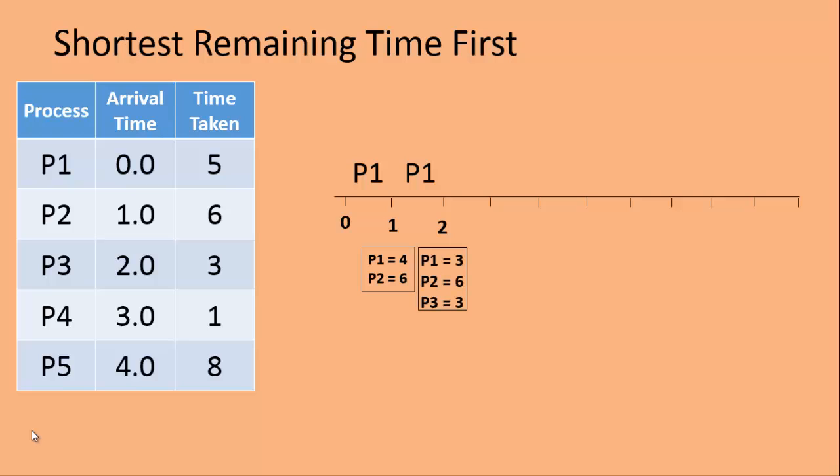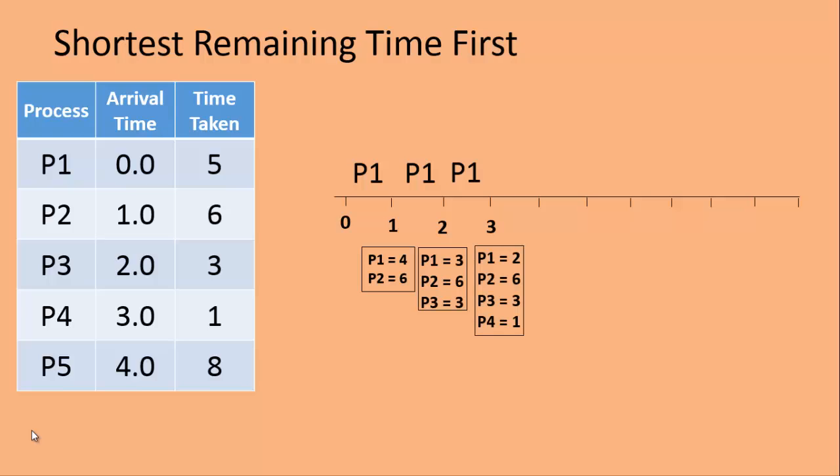At arrival time 2, P1 had already run another unit of time, which leaves it with 3 units of time, and P2 remains the same at 6, and now P3 came in with 3 units of time. For now, P1 and P3 have the same units of time, so who will run first? It will be P1 who runs first, because it is the first process.